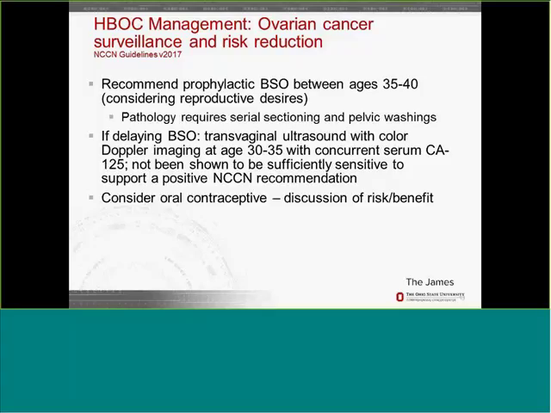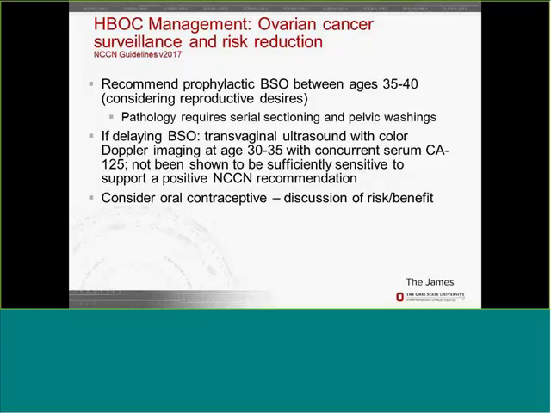If the patient's going to delay their oophorectomy, then they can try screening even though it doesn't actually work, and that would be a transvaginal ultrasound with color Doppler beginning around age 30 to 35 and adding a CA-125. But lots of studies on this, none of them look good.